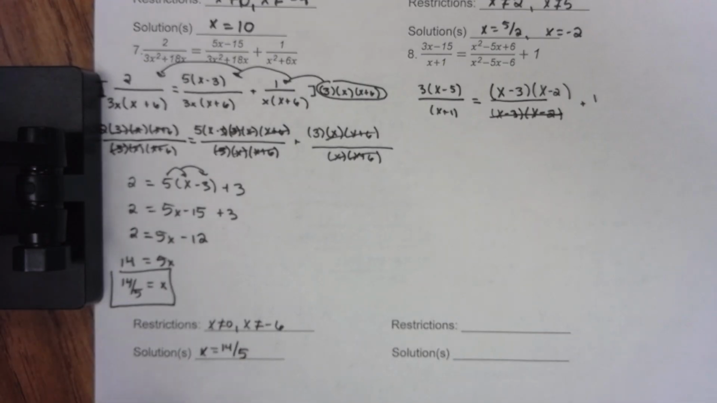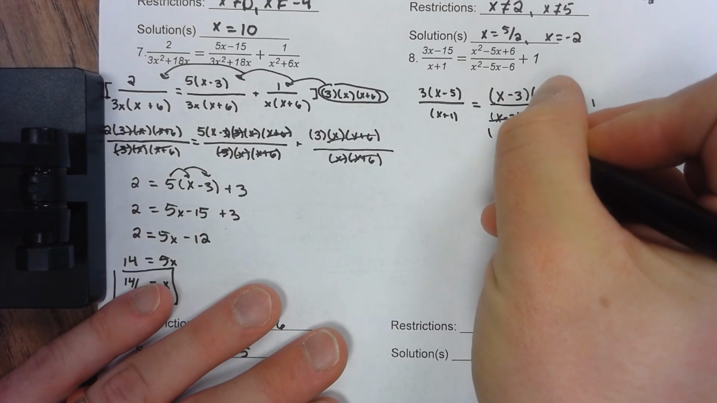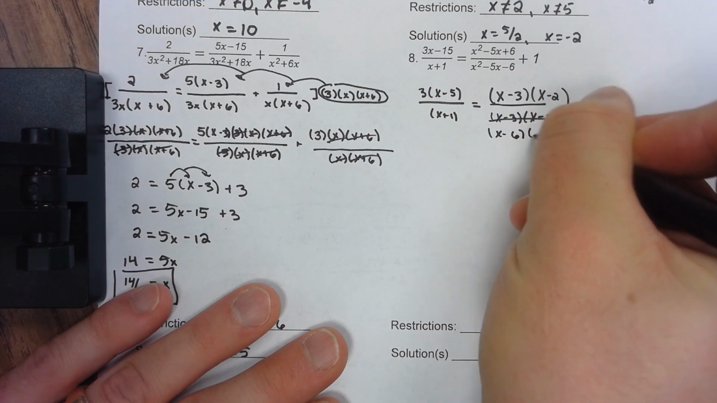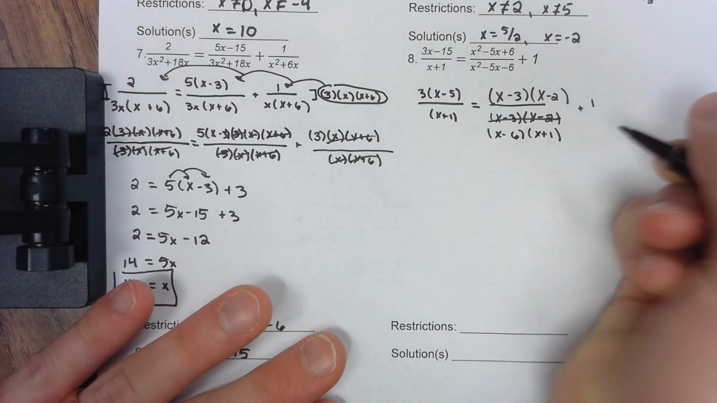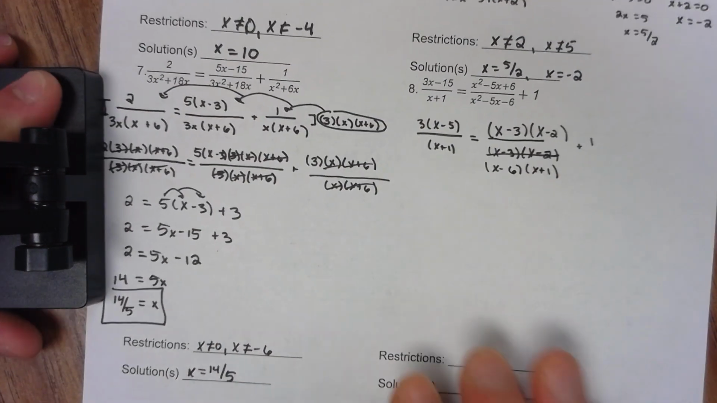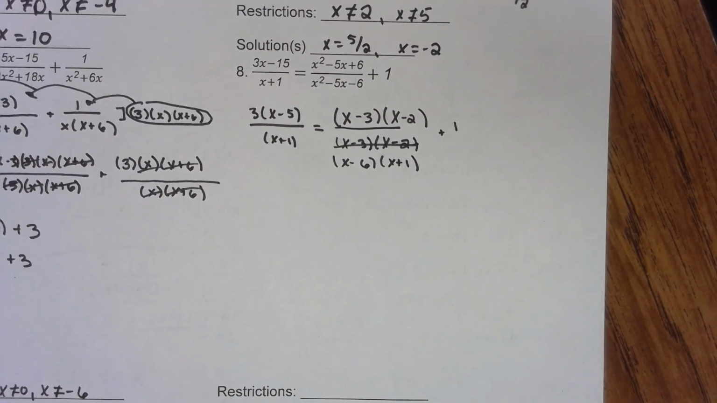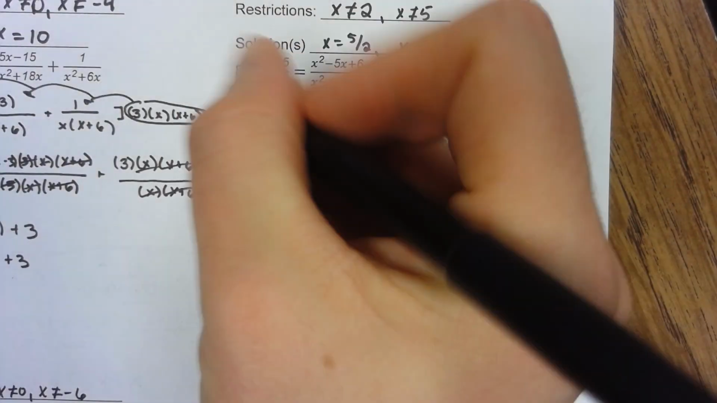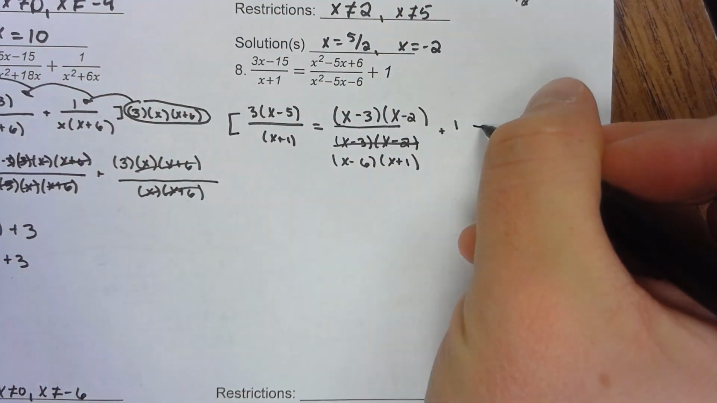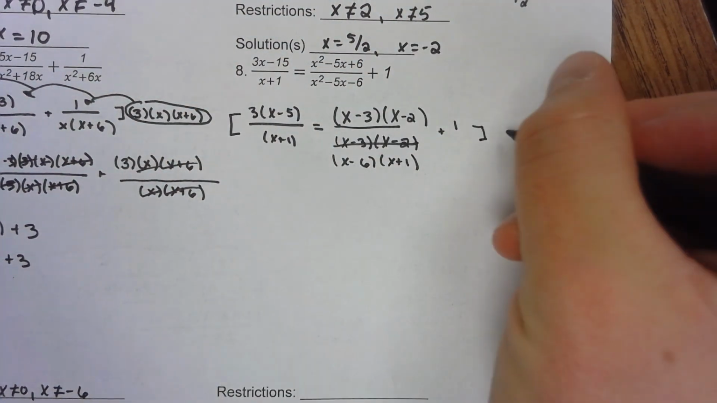It's not the same, so let's change that factoring, because that's going to factor differently. That's going to factor to x minus 6 and x plus 1. All right, so now unique factors that show up in the denominators are x plus 1 and x minus 6.